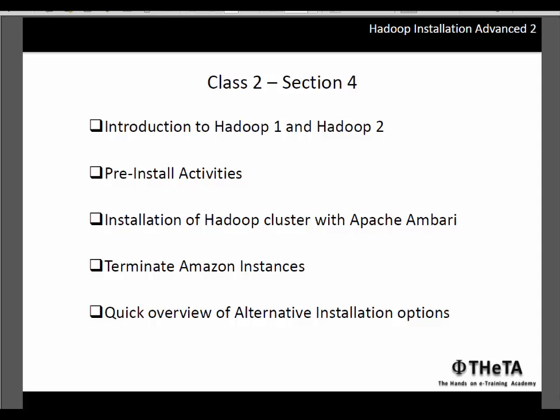Until the last class, we have seen about setting up SSH on the master node. Now we'll continue to introduction to Hadoop 1 and Hadoop 2 and see some pre-install activities. Then move on to actual installation of Hadoop cluster. Then we'll quickly show about terminating Amazon instances and alternative installation processes, right? So let's continue with introduction to Hadoop 1 and Hadoop 2.